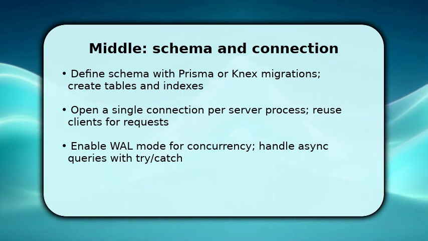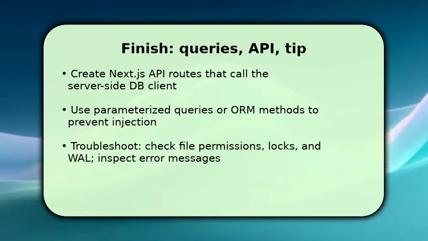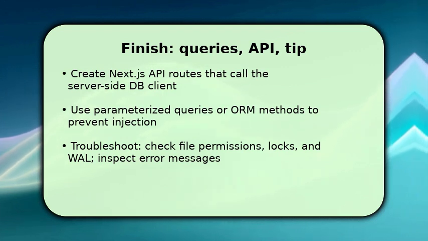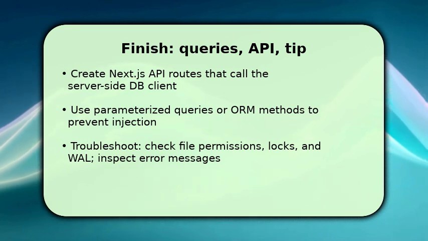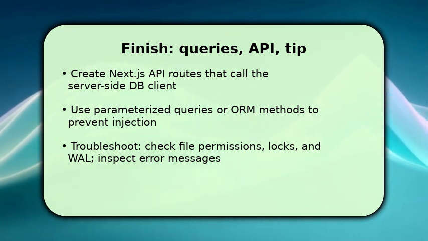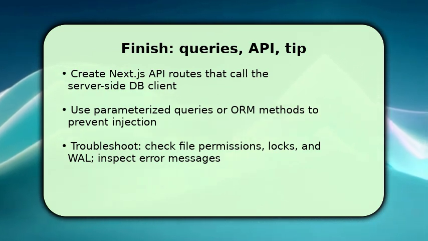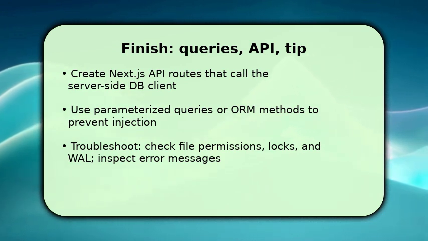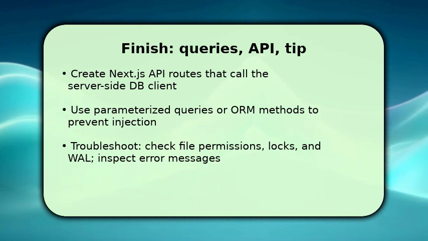You finish by implementing API routes that call your server-side DB client and return JSON to the front end. Use parameterized queries or ORM functions to avoid SQL injection and paginate heavy reads to reduce memory pressure. After deployment, monitor errors and enable logging for slow queries so you can optimize indexes. If something goes wrong, the most common fix is checking file permissions and active locks. Make sure the process user can read/write the SQLite file and consider WAL.